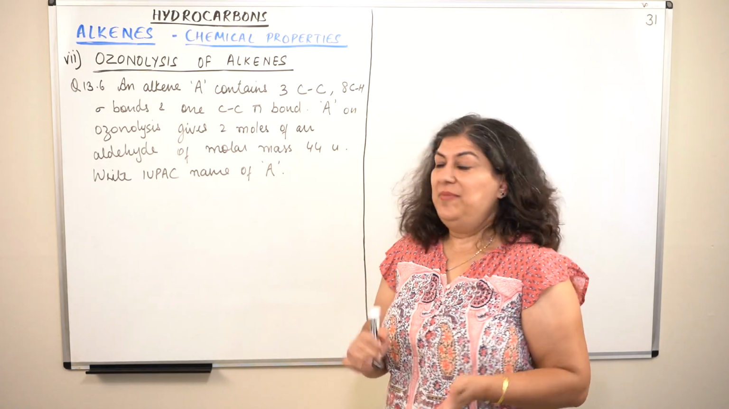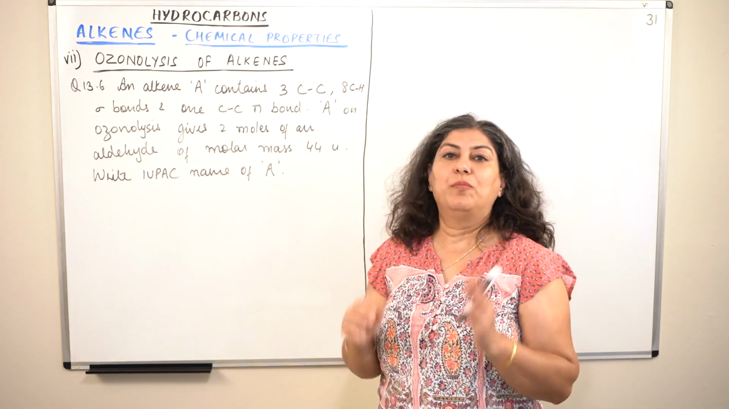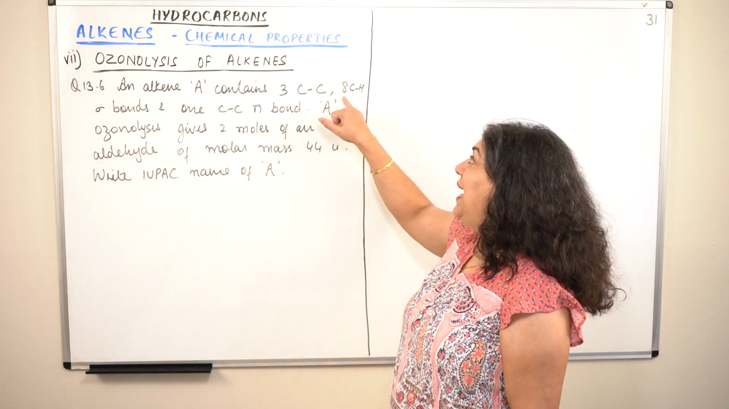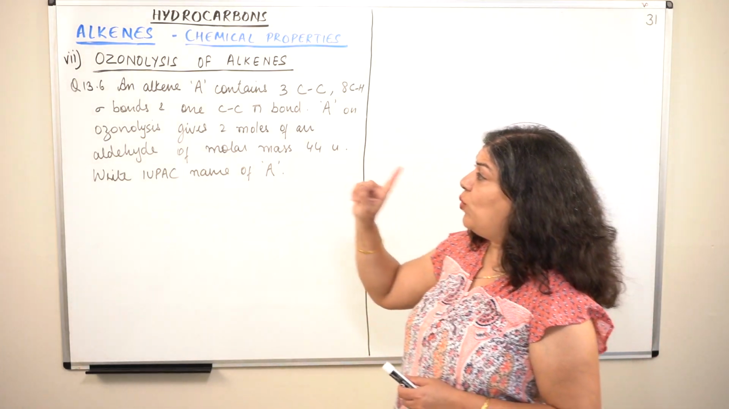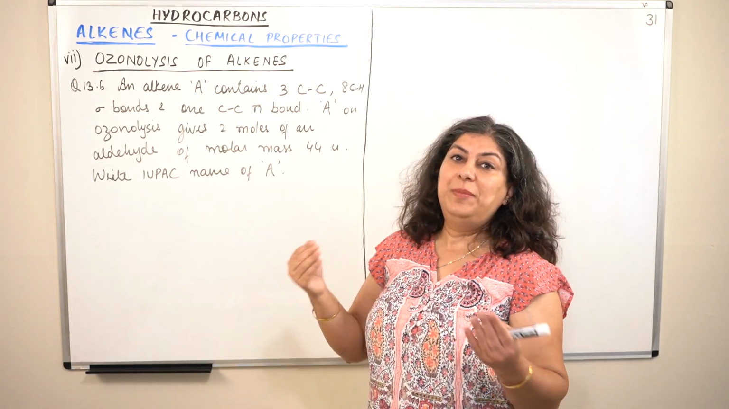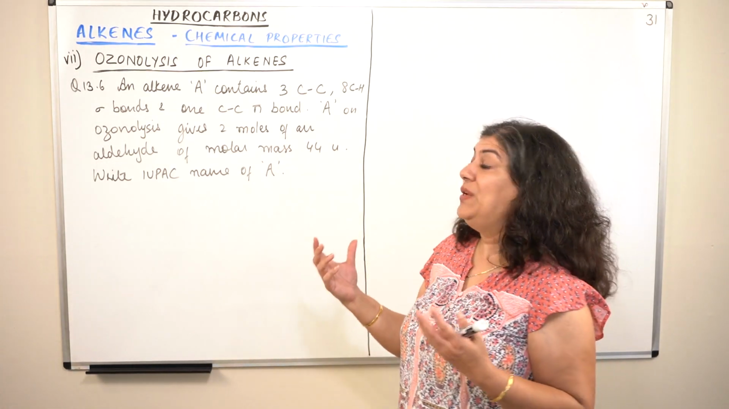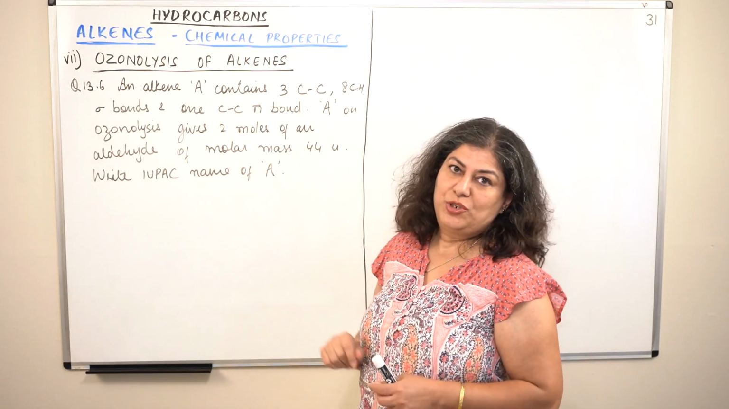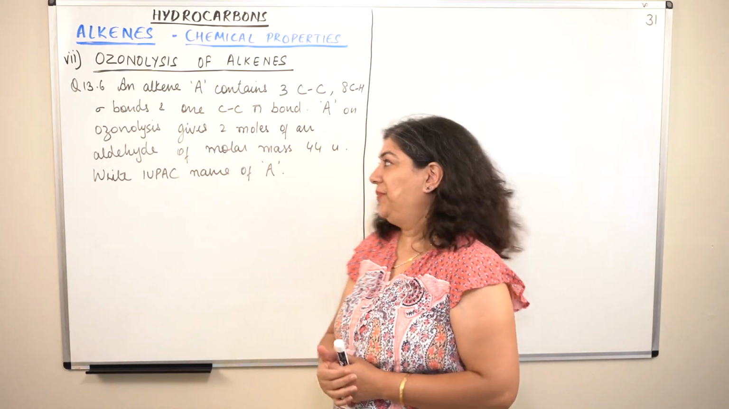An alkene A contains 3 carbon-carbon and 8 carbon-hydrogen sigma bonds. There are 3 carbon-carbon single bonds and 8 carbon-hydrogen single bonds, that is sigma bonds, and 1 C-C pi bond, which means it is an alkene. An alkene can only be an alkene when there is at least 1 double bond between 2 carbon atoms, and that second bond is a pi bond. So it has 1 pi bond, which means obviously that A is an alkene, right?